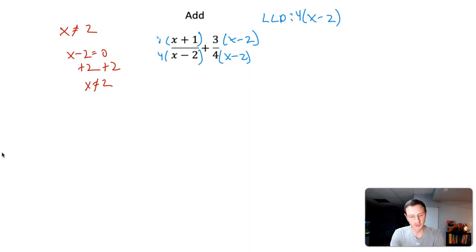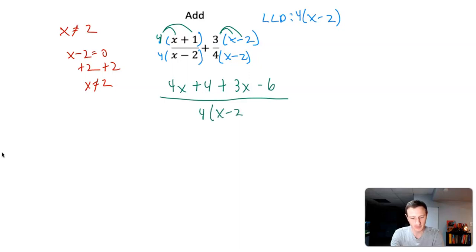So I'm going to distribute the 4 into x plus 1. I'm going to distribute the 3 into x minus 2. And one thing you want to make sure you're noticing here, this is addition, so we don't have to worry about distributing any sort of negative. If this was minus 3 times x minus 2, you'd want to distribute that minus in there. But in this case, nothing to worry about. So we're going to have 4x plus 4 plus 3x minus 6, all over 4 times x minus 2.